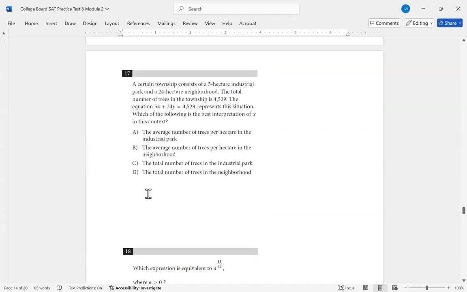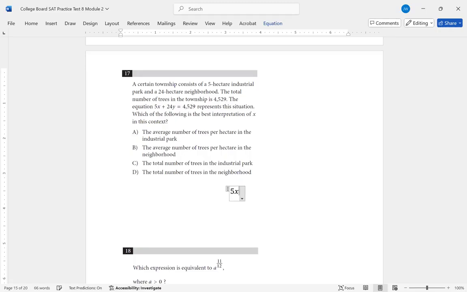Question 17. A certain township consists of a 5 hectare industrial park and a 24-hectare neighborhood. The total number of trees in the township is 4,529. The equation 5x plus 24y is equal to 4,529 represents this situation. Which of the following is the best interpretation of x in this context?